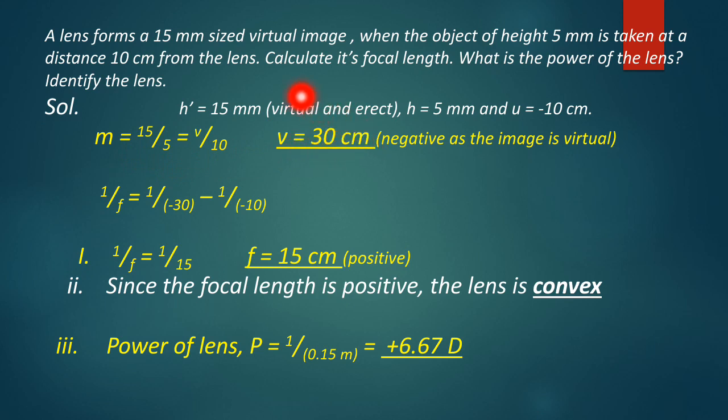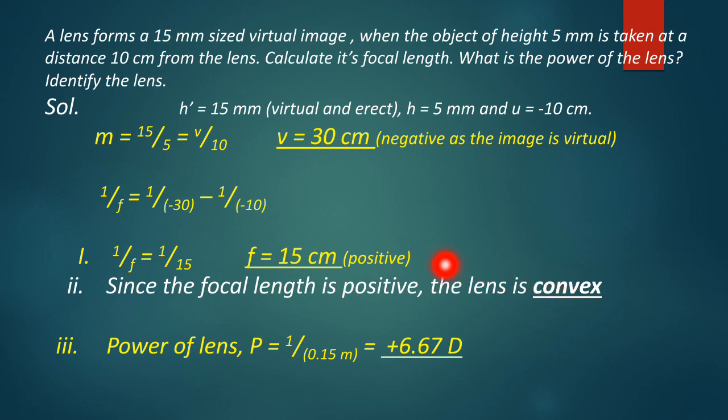But here it is given as a virtual image, no? So that's why v will be taken with a negative sign. So v is -30. And now 1 by f is equal to 1 by v minus 1 by u. u is always negative, the object distance. So we get f as 15 centimeter, with a positive sign. So that means it is a convex lens. Since the focal length is positive, it is a convex lens.